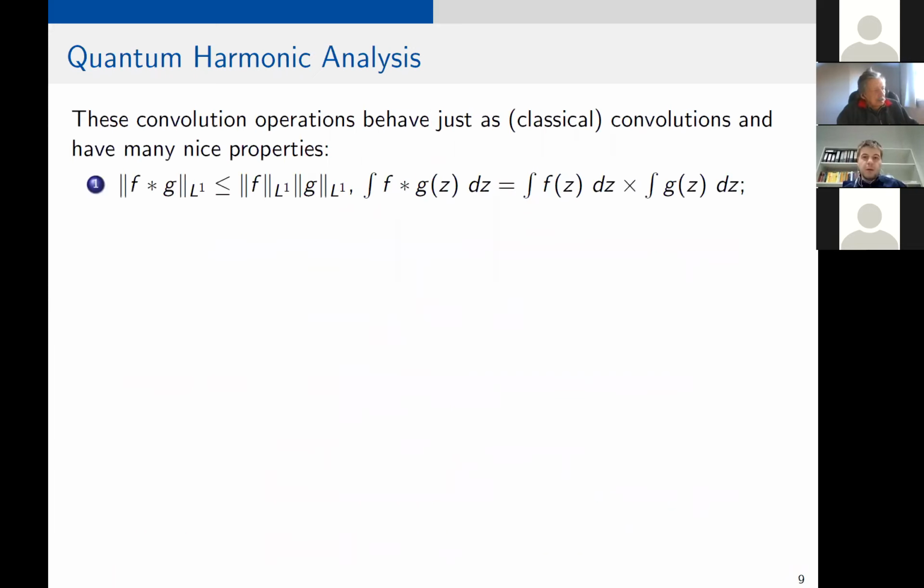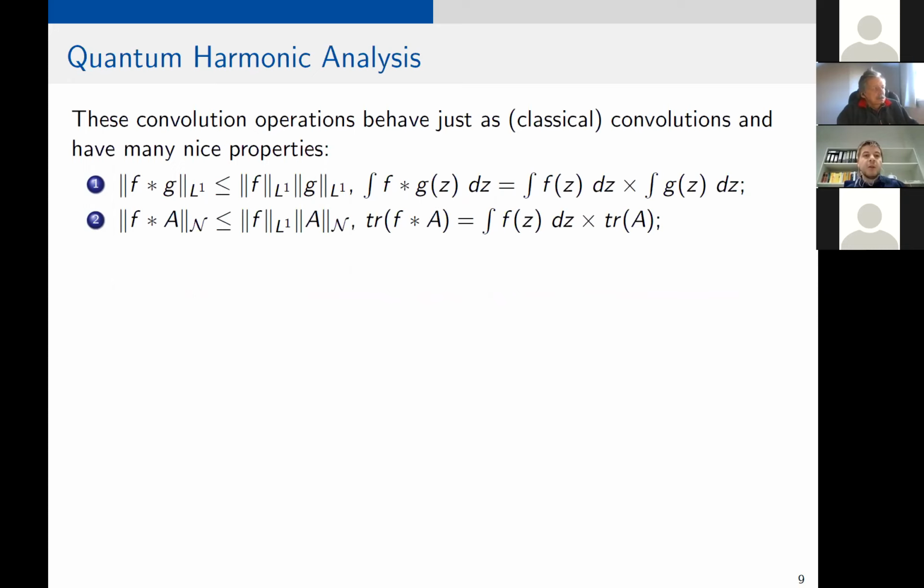Now, of course, these convolutions have a bunch of nice properties. Otherwise, we would not study them. Here are some properties of the classical convolutions. If we take the convolution of two functions, the L1 norm of that is less than or equal to the product of the L1 norms. And if you integrate the convolution, what you get in the end is just the product of the two integrals. You have similar properties for the new convolutions.